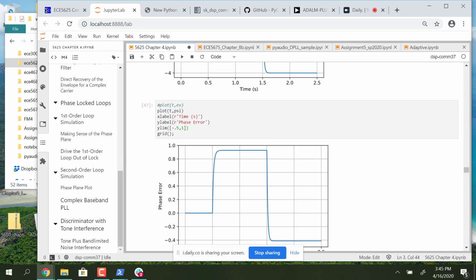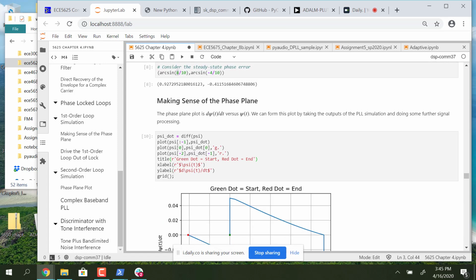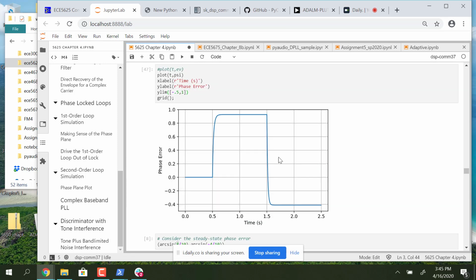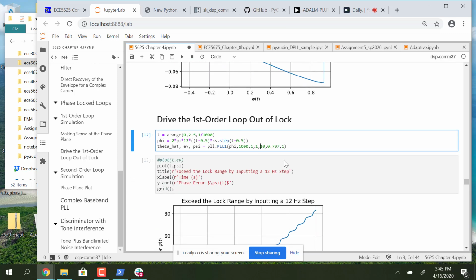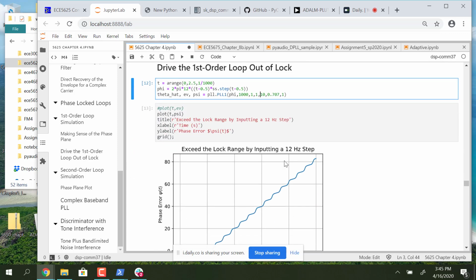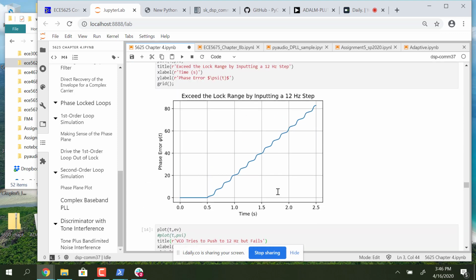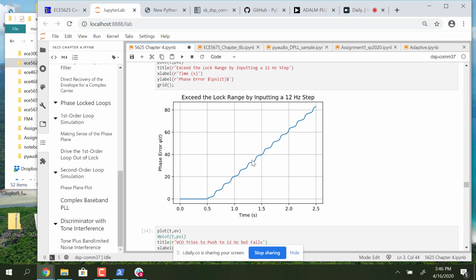So what I was doing when we were leaving class last time, I was pushing it harder than what the loop can handle. And here I'm putting in a 12 volt frequency step when the loop gain in hertz is only 10. So the phase error shows it slipping cycles. The phase is just ramping like crazy because it can never find a lock point, because the phase plane plot is not crossing through 0 ever.